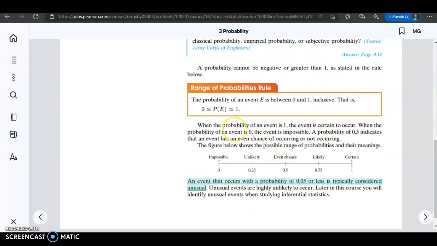All right, it's important to know that the probability of any event will always be a number between 0 and 1, and that's what this is saying. So in other words, you can't have probabilities that are less than 0. There are no negative probabilities. And likewise, you can't have probabilities that are greater than 1.